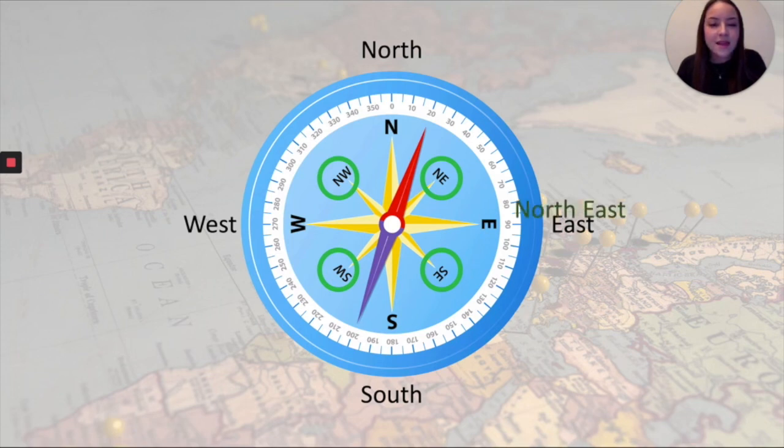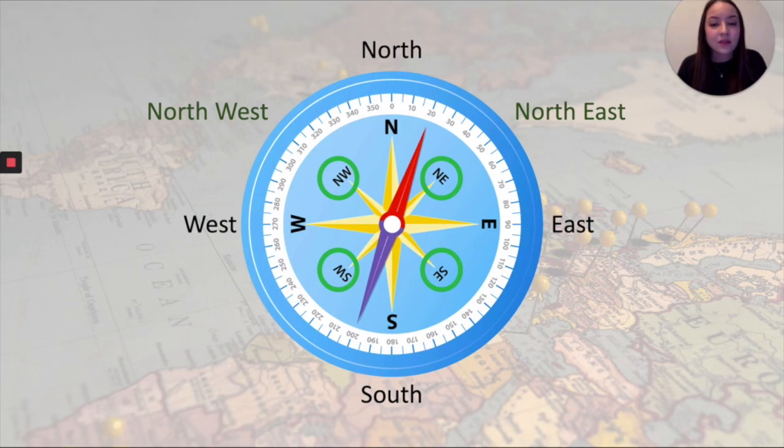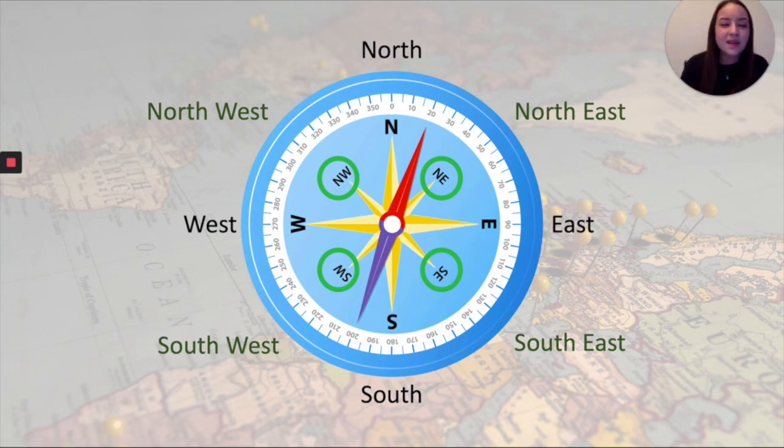So NE stands for northeast, NW stands for northwest, SE stands for southeast, and SW stands for southwest. So those points represent the points between north and east, or all of the other 4 compass points that go off a bit more diagonally. So there's just more information for you about the compass. So have a good look at that.